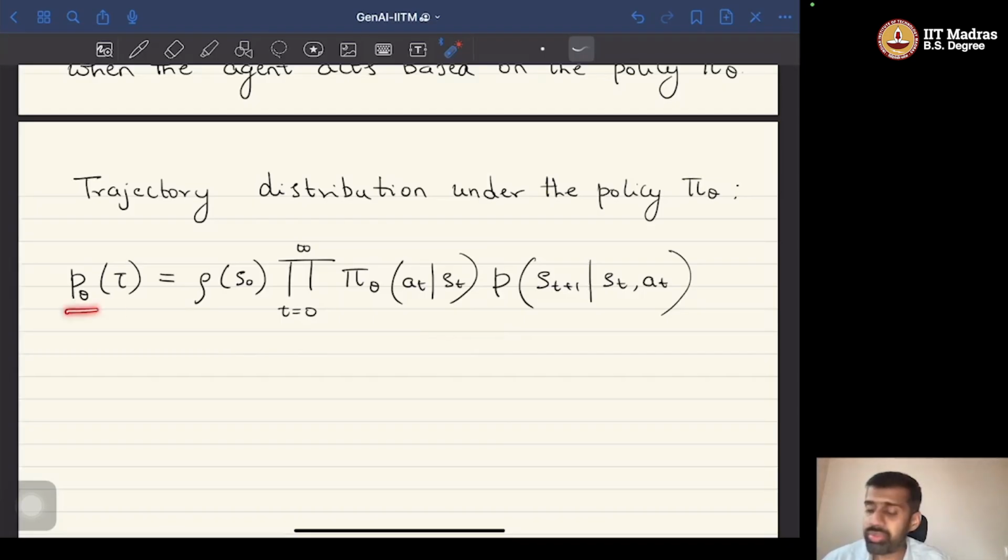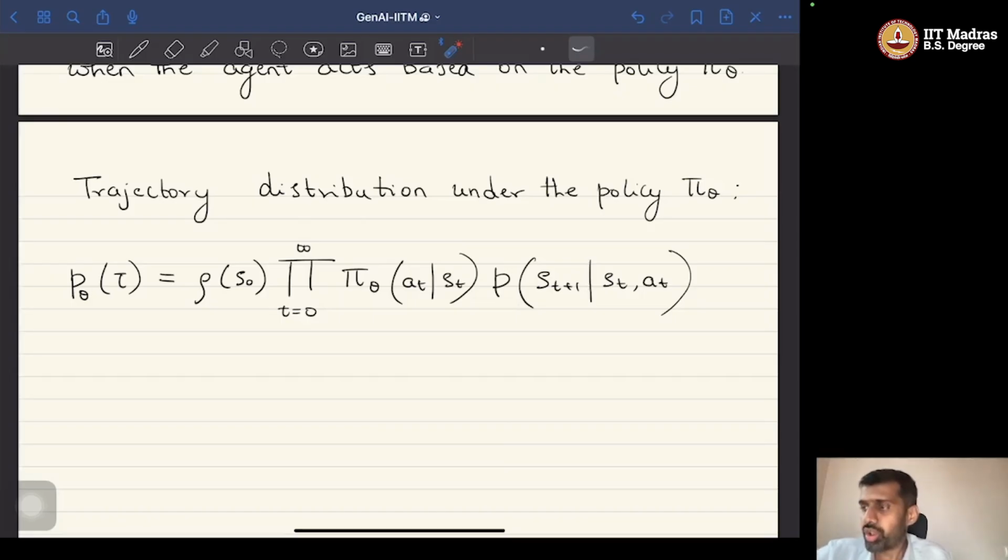So now the probability of the particular trajectory is given by this expression that will tell you that the agent has started at state s0. Now at every time step st, it performs a particular action depending upon the policy, and once it performs the action at being at state st, it transits to state st plus 1 in accordance with the transition kernel.